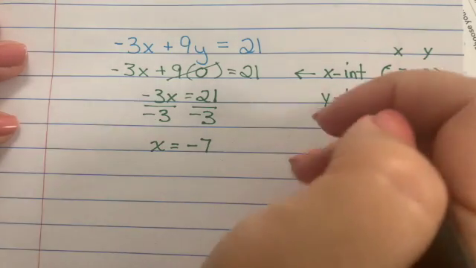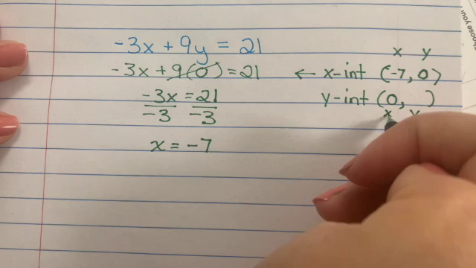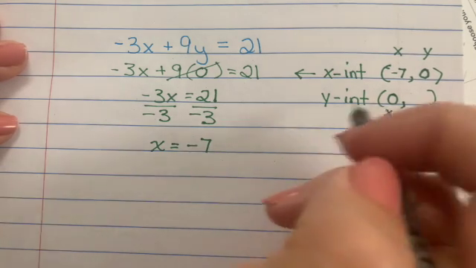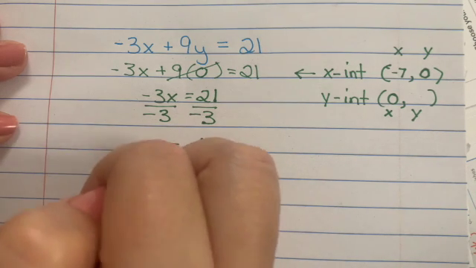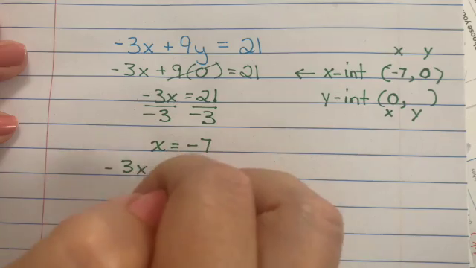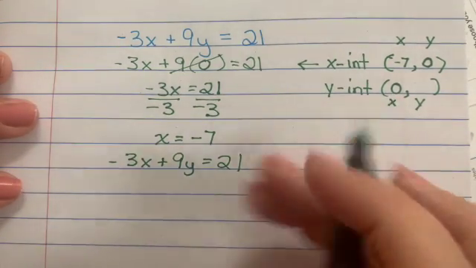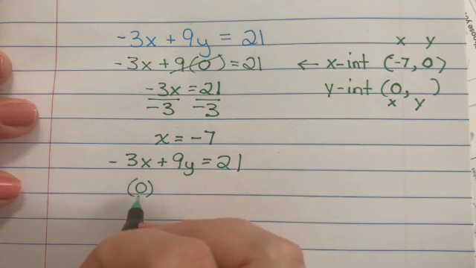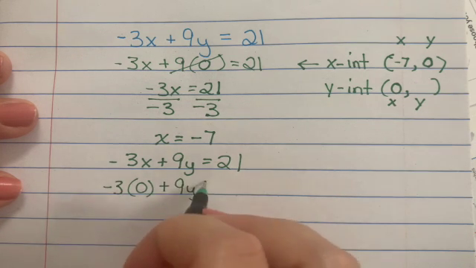And then we'll do the same for y. Remember, with y, your x is 0. Y is what we don't know yet, the value for y. So I'm going to take my equation, -3x plus 9y equals 21. And this time, since x is 0, I'm going to put the 0 in for x. And so -3, and then we'll write the rest of the equation.